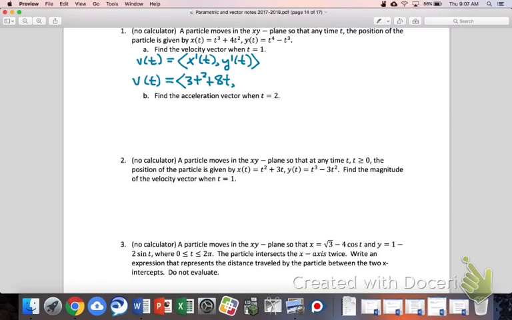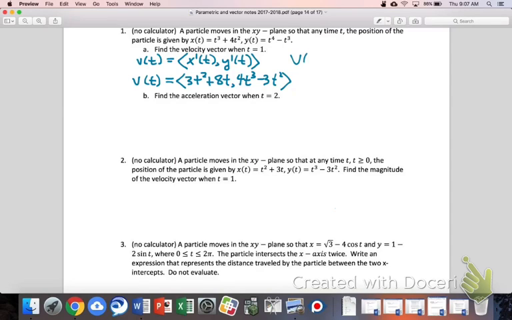Hello? What's y prime? 14 cubed. All right. Okay, so that is your velocity vector at any time t. We want to know the velocity vector when t equals 1.